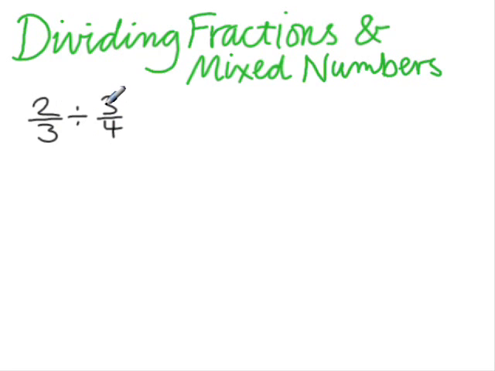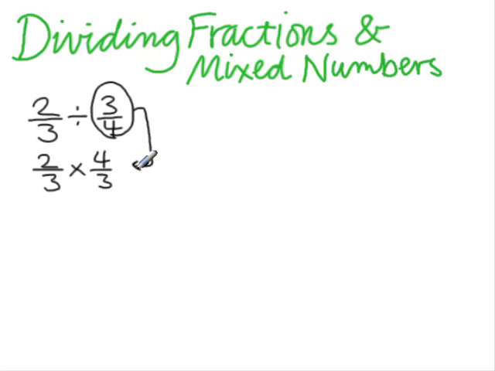But since we know in mathematics that division is the same thing as multiplication by the reciprocal, we can simply take the reciprocal of this number, which would be 4/3, and multiply. So the first thing we do is rewrite the problem as multiplication, flipping the divisor over. This number right here, we use its reciprocal.